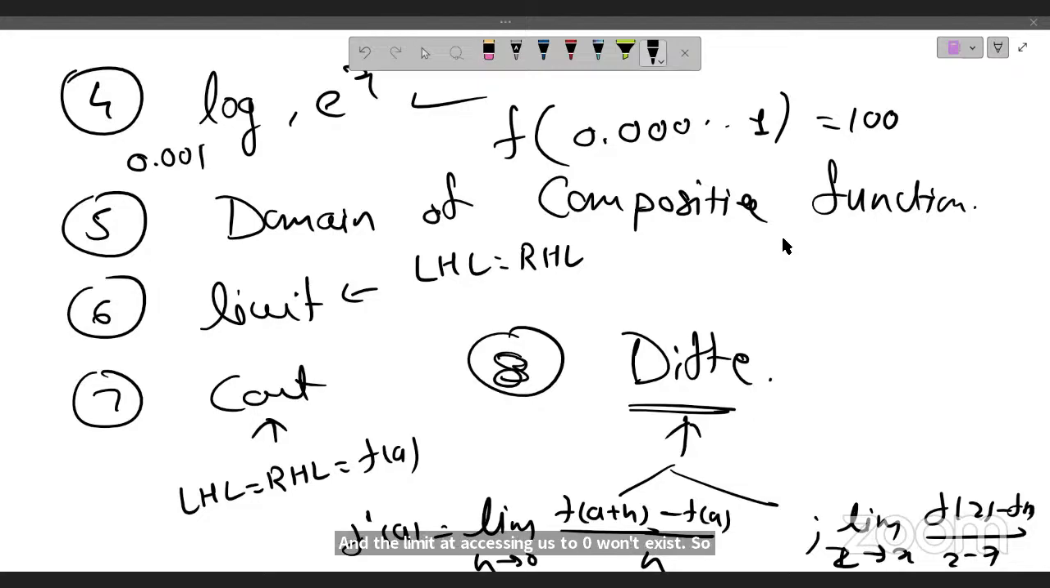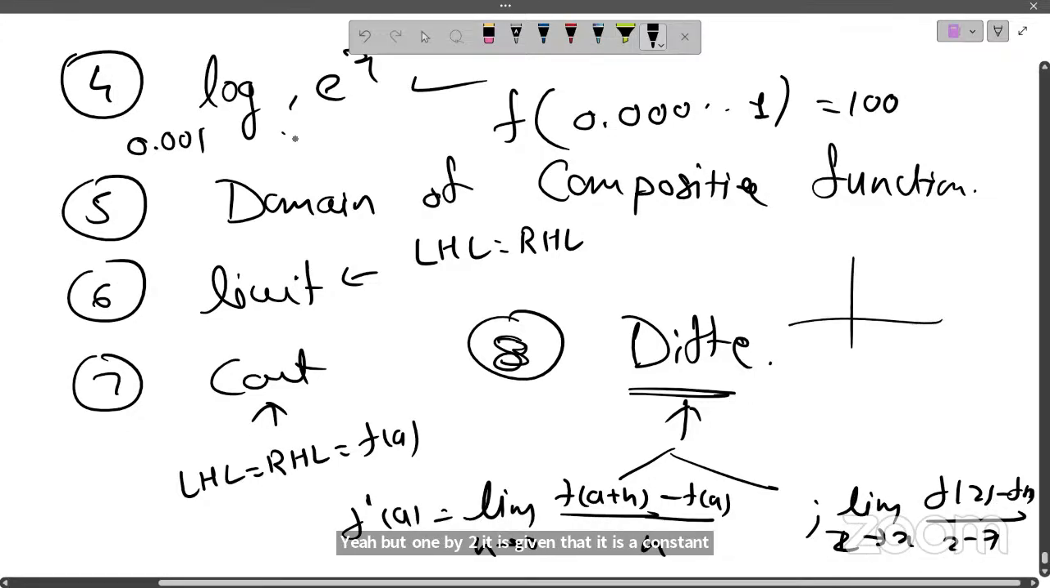The fifth option says that the limit exists at x equals 1 by 2, which is 100. That's also correct, right? Because in a neighborhood of 1 by 2, the function is just attaining the constant value 100, right? Yes, ma'am. Ma'am, there is not a dark circle. How can it be 100? Yeah, but at 1 by 2, it is given that it is a constant function. This is the graph, right?